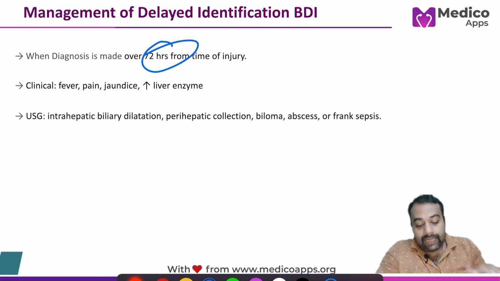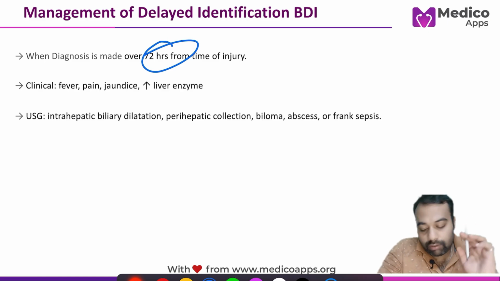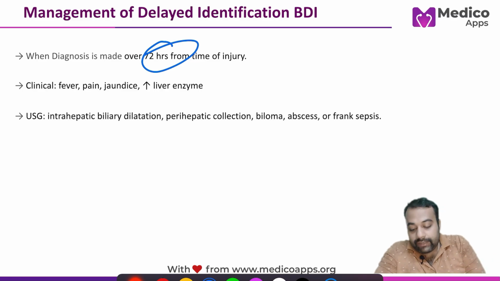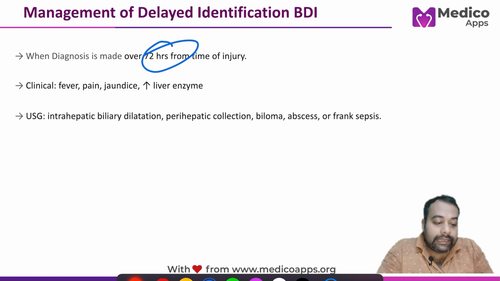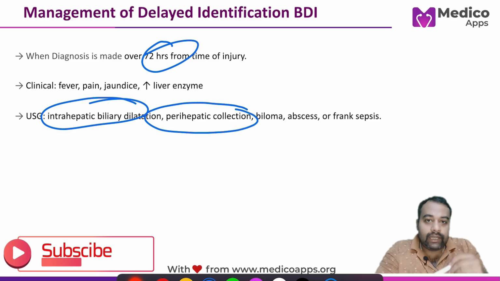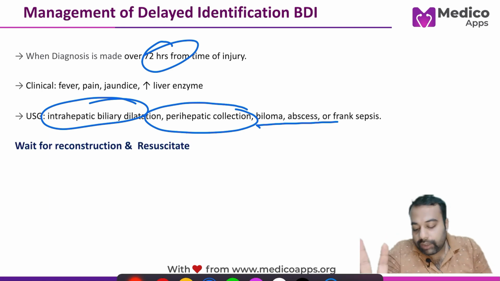So obviously in that case, your first investigation is going to be the USG, ultrasound. In the ultrasound you may be able to get an idea regarding the intrahepatic biliary radicle dilatation. Sometimes a perihepatic collection can also be seen, or a bilioma or abscess. These are the typical findings you can easily get in the USG.